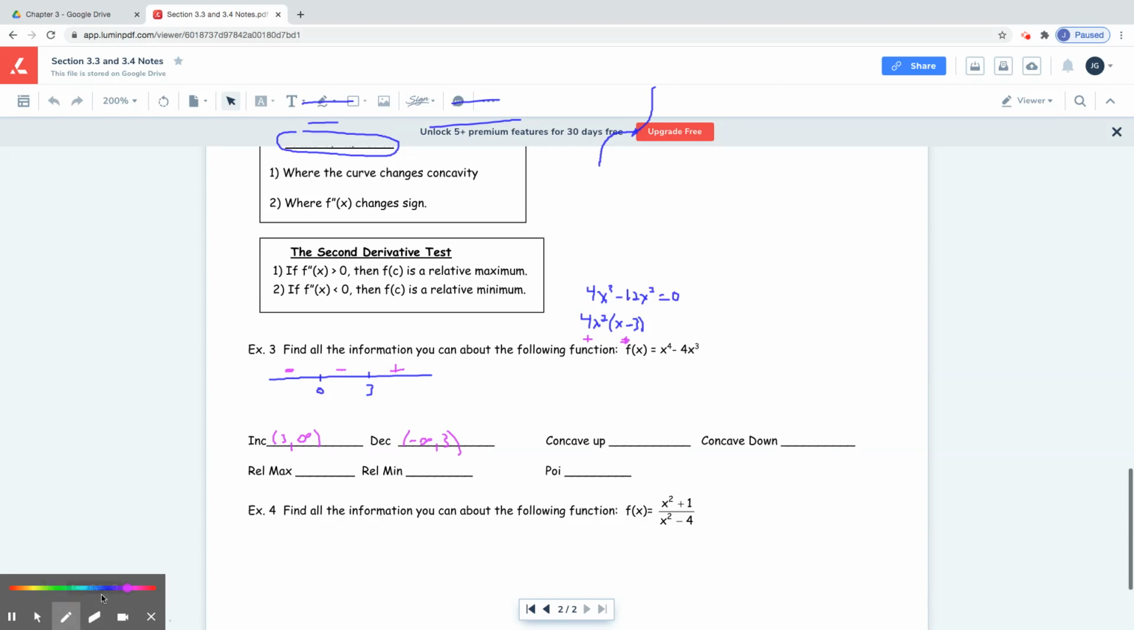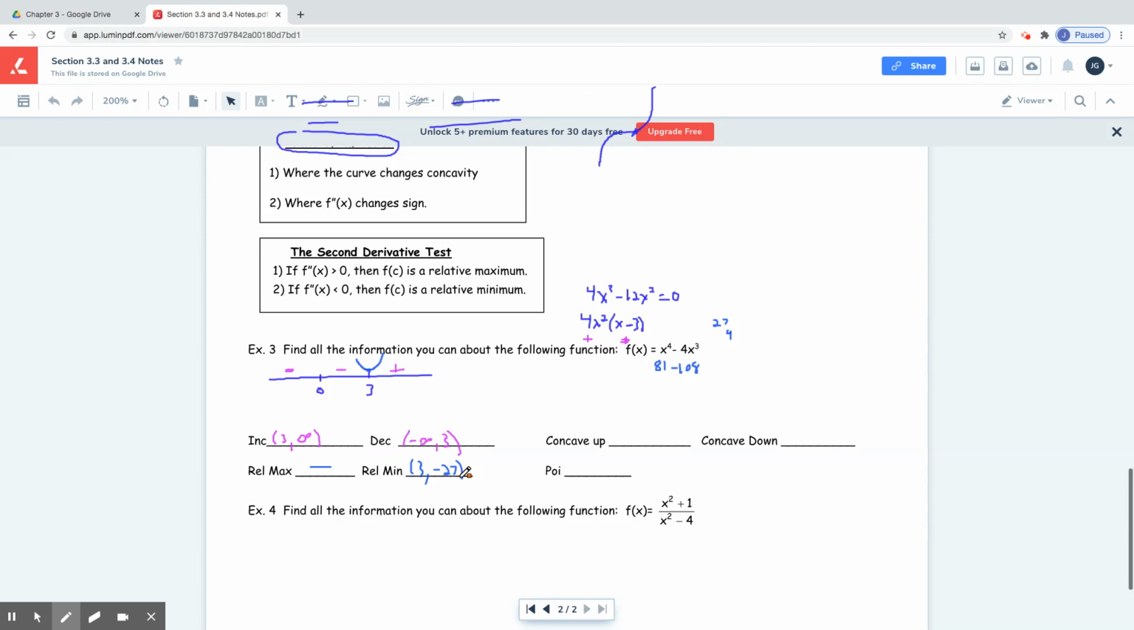All right, so maxes and mins. We only check where they change, so it's at 3. It goes from being negative to positive, which means it goes from decreasing to increasing, which means we have a min. So there is no max. There is a min at 3. We go to my original and plug that in. 3 to the 4th is 81. 3 cubed is 27, and 27 times 4 is 108. So 81 minus 108 is negative 27. That's where we have a relative min.